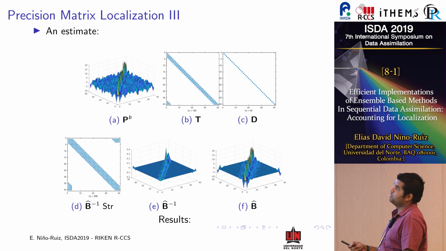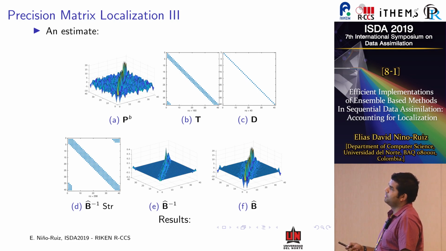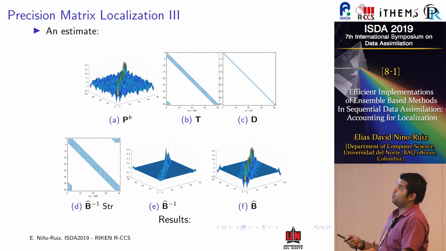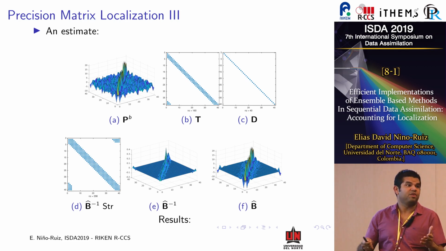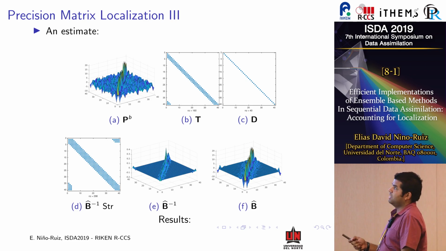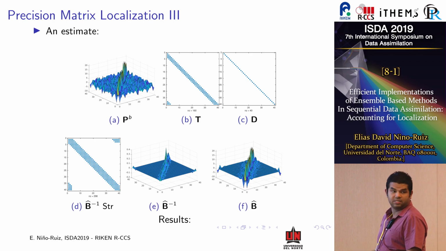I'm assuming, for instance, a radius of influence of 3 here. You can see that the structure of T is lower triangular. It's very sparse because whatever is outside the scope of the radius of influence is 0 in my factor. V is a diagonal matrix. When I multiply everything, the structure of my estimator looks like this.